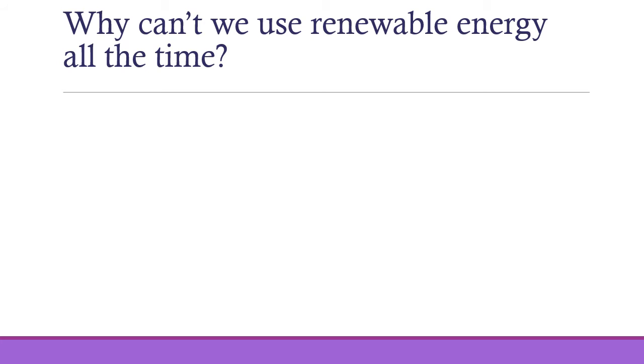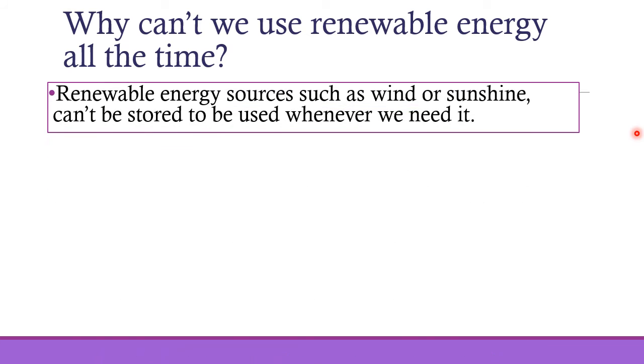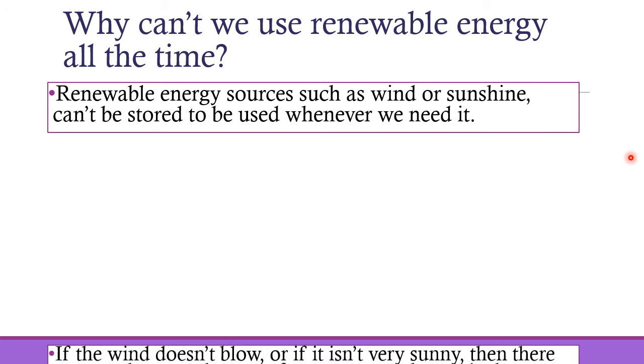Now, why can't we use renewable energy all the time? Some of these points you might have mentioned. Renewable energy sources such as wind or sunshine can't be stored to be used whenever we need it. We're relying on the wind and sunshine to be present, aren't we? We can't just store wind or store sunshine. We have to rely on it being present.